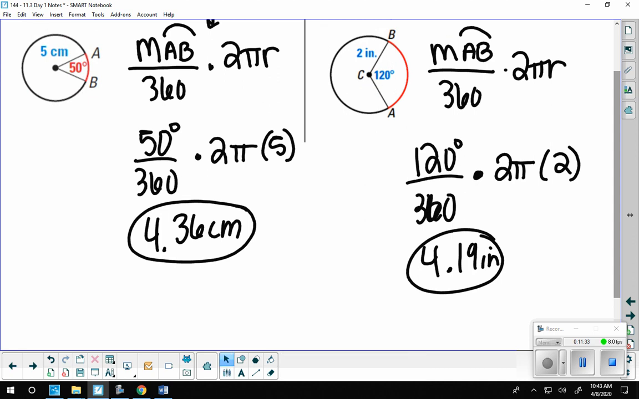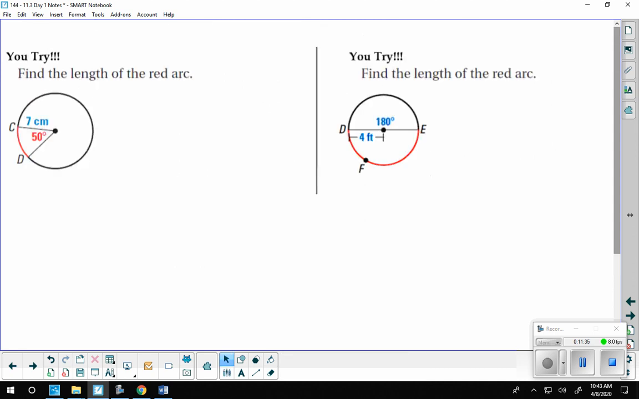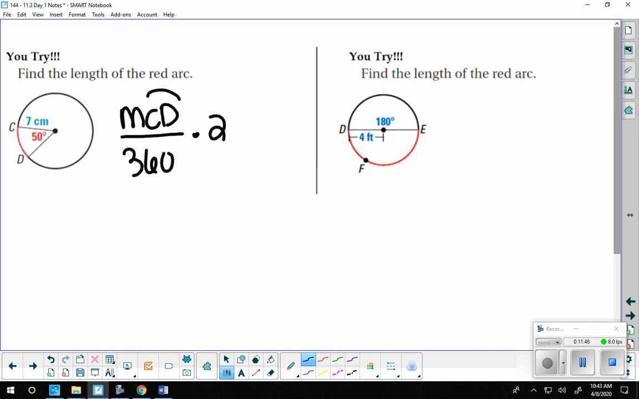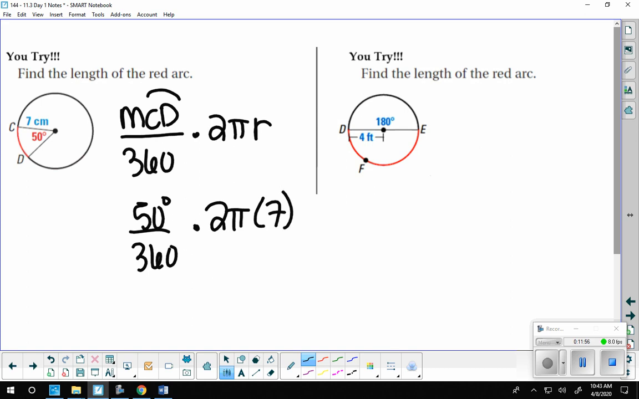And 2 more examples. So the red here is the arc CD, so the measure of arc CD divided by 360 times 2 times pi times r. So what is the measure of arc CD? It's 50 degrees divided by 360 times 2 times pi times r. Again, plug in your calculator and we get 6.11 centimeters.